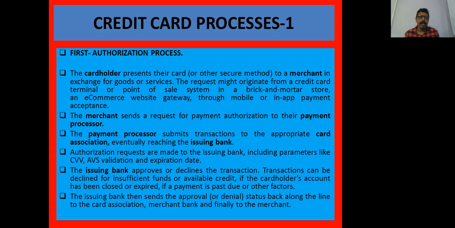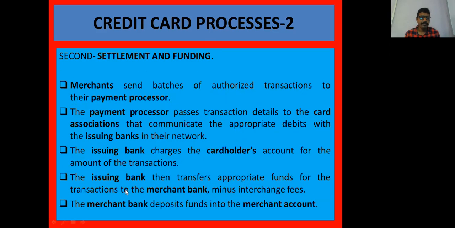Later the issuing bank will collect the money from the customer. The second one is settlement and funding. Next, the merchant first will send a request to the payment processor. The payment processor will process the transaction. It will send a request to the issuing bank. The issuing bank pays the money, and the money is paid to the merchant.